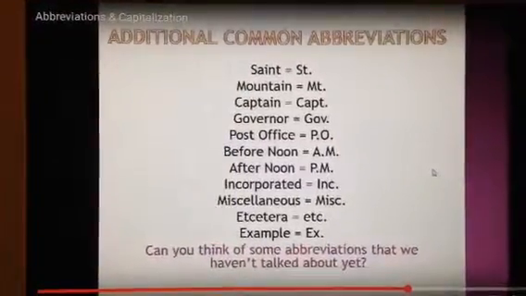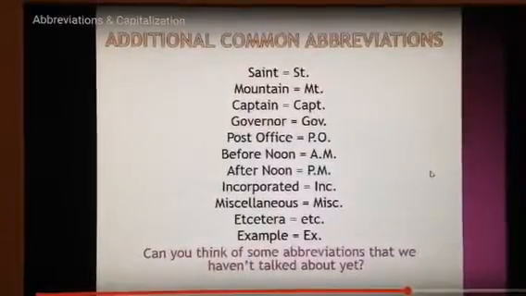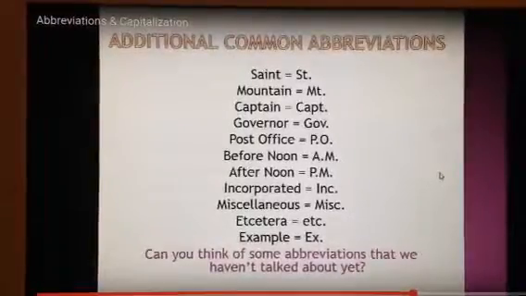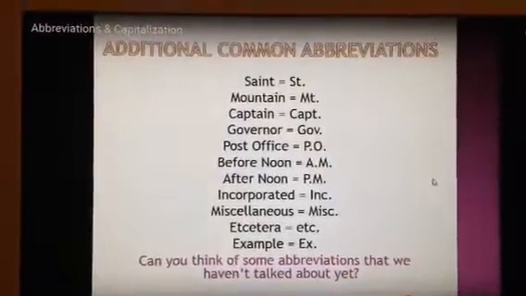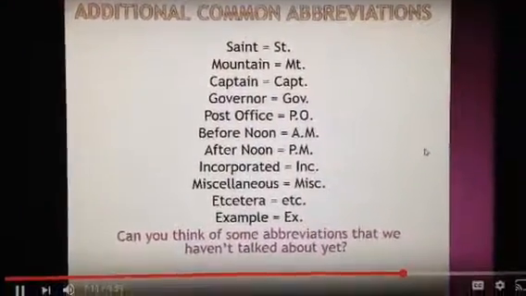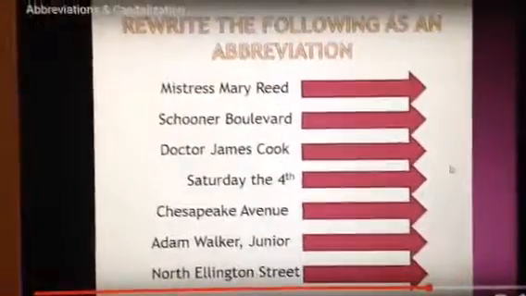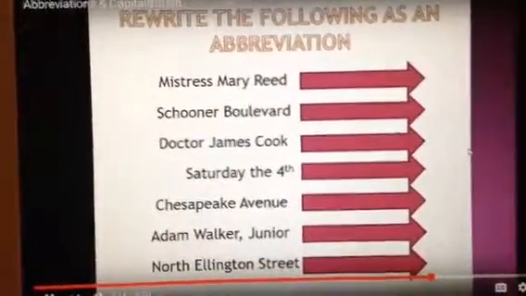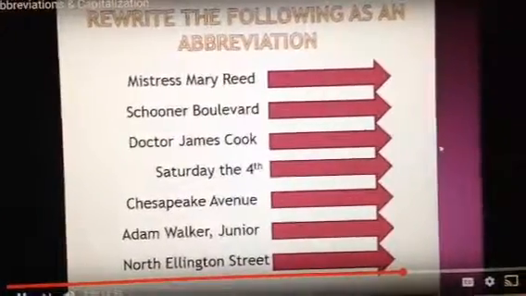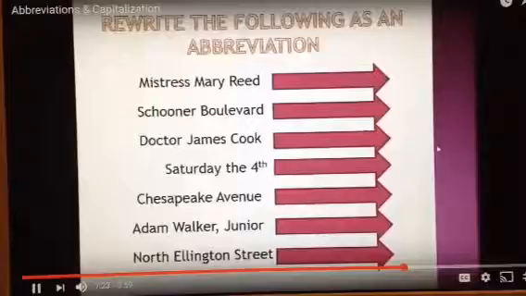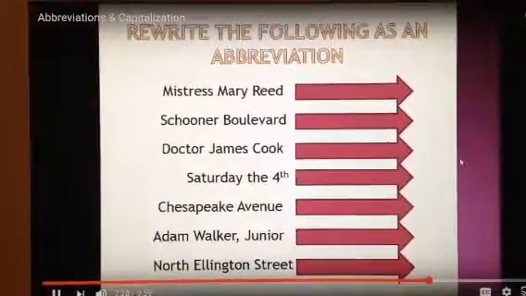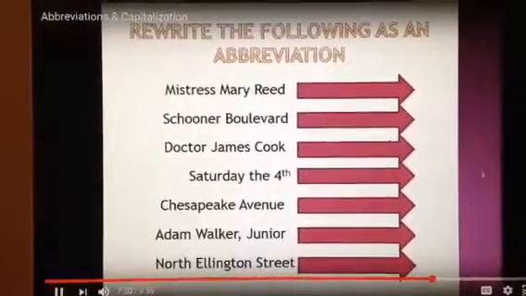Can you think of some abbreviations that we haven't talked about yet? On your practice paper, I'd like you to list about 5. Try and think about 5 abbreviations that we haven't mentioned yet. List the words and their abbreviations. Okay, let's try this practice here. You're going to have to press the pause button and rewrite the following list of words using abbreviations. When you're finished, go ahead and press the play button again and we'll take a look at some correct answers. Go ahead and give it a try.